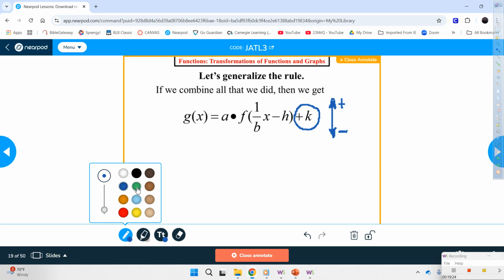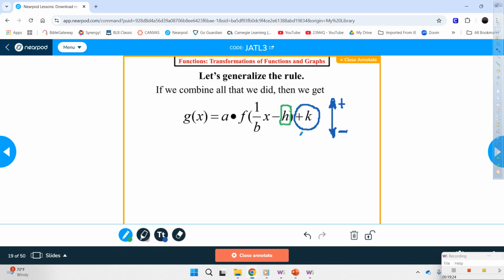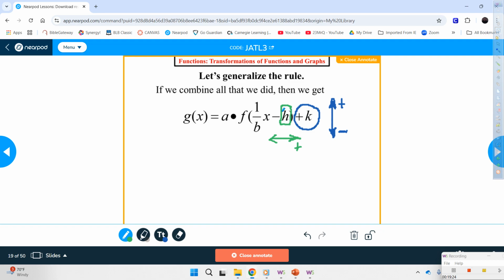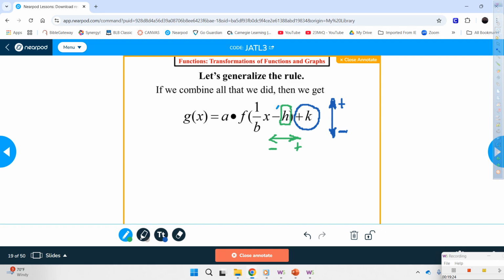All right, next. What does h do to the entire function? Once again, remind your neighbor. What does h do? All right, Abby, what does h do? Left or the right? So draw an arrow going left or right. Once again, if we substitute a positive value for h, it goes to the right. A negative value for h turns this into a positive in here, and it takes us to the left. All right?